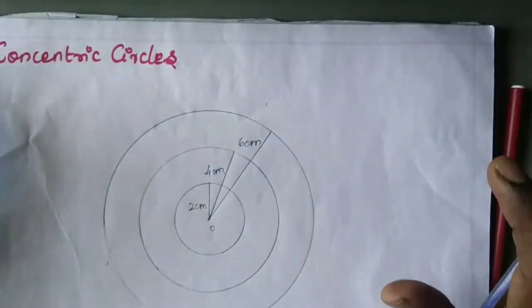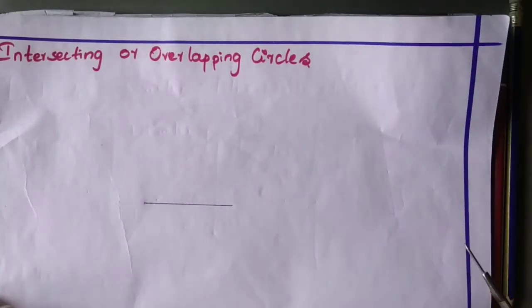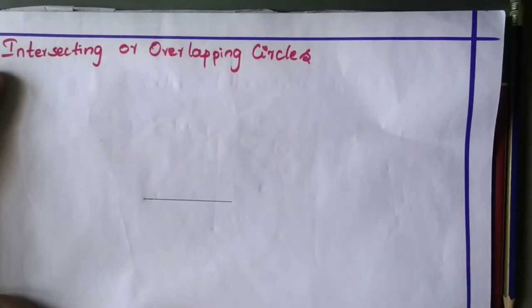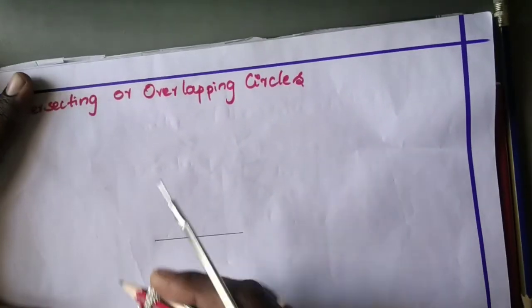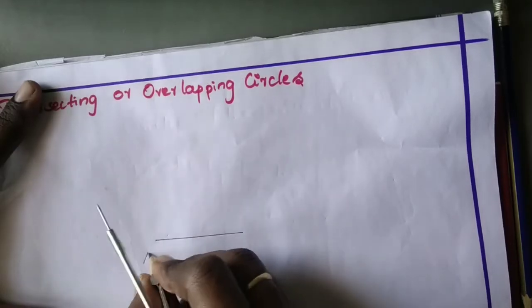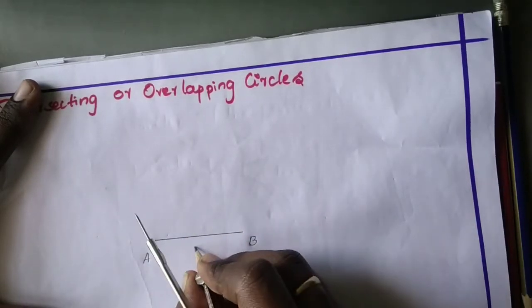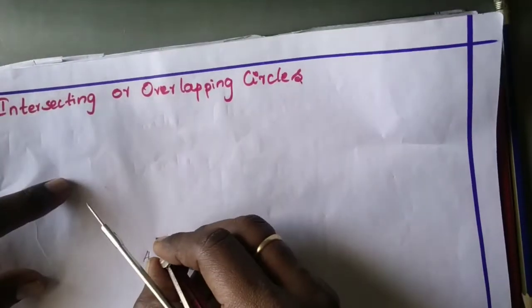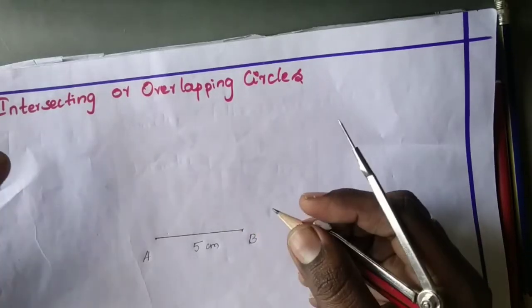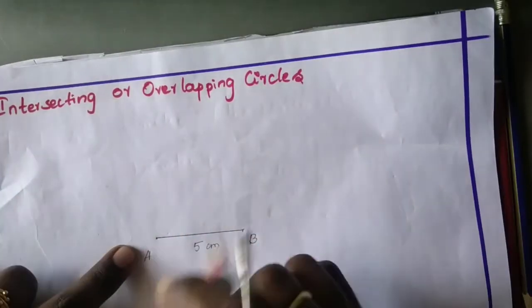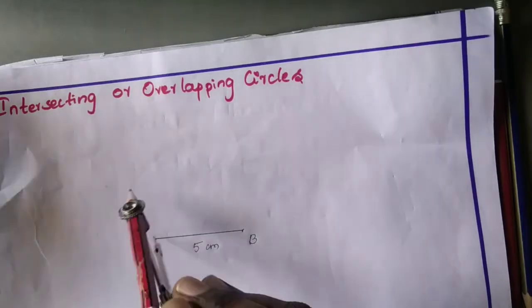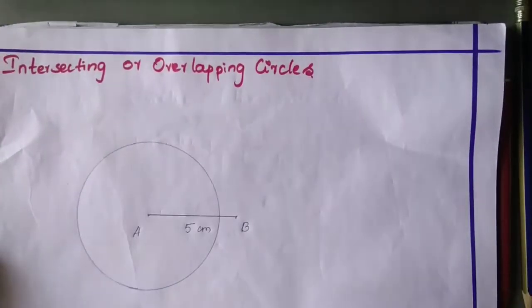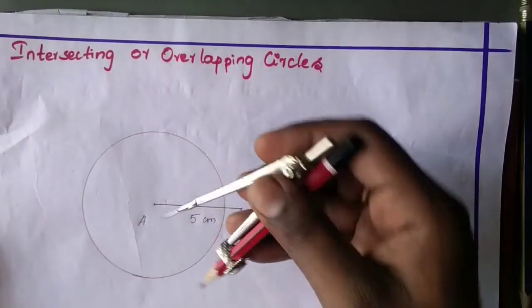Okay, guys, are you clear? Our next section is intersecting or overlapping circle. For this, first here I drew a line segment AB, 5 centimeter long. Okay, are you clear? With A and B. Now I am going to draw. With this A as center, 4 centimeter radius, I am going to draw one circle.